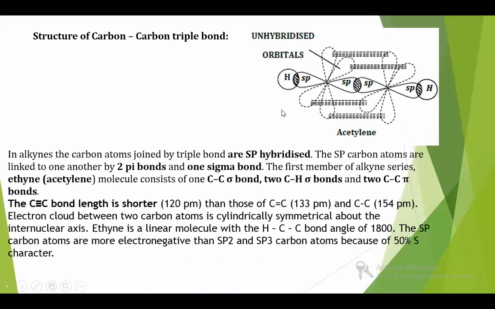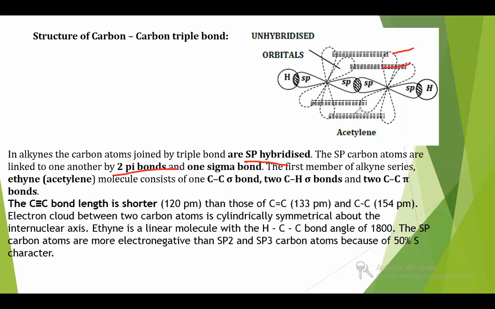So what will be the hybridization? What will be the bond length? Okay, so what I explained, you can notice here. Alkyne carbon atoms joined by a triple bond are sp hybridized. The sp carbon atoms are linked to one another by two pi bonds and one sigma bond.